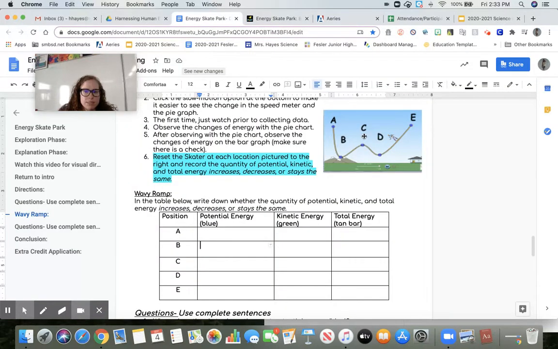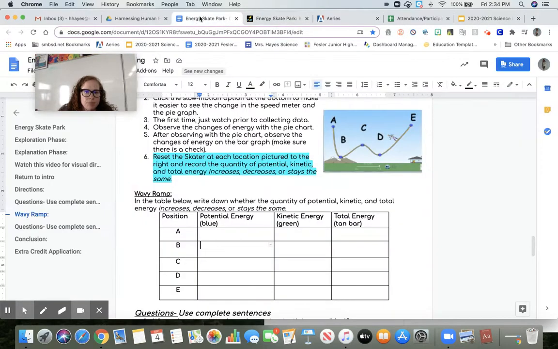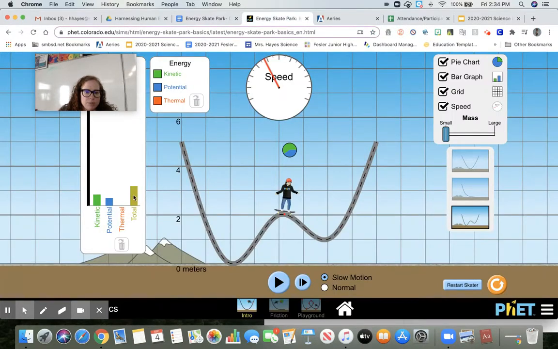I'm going to go to C, and I'm going to watch. It's all kinetic here. It's all green. So what happens to the green and blue as I go up to C? So it was all green. Now it's a little more than half green, and we have some blue. And then what about the total? Looks like it's still about the same.